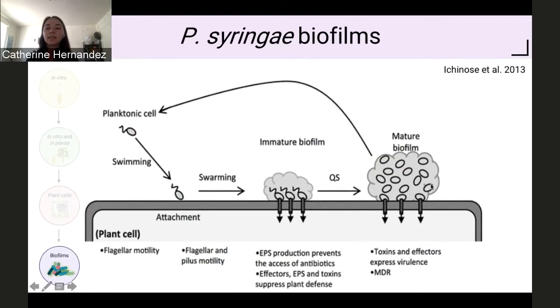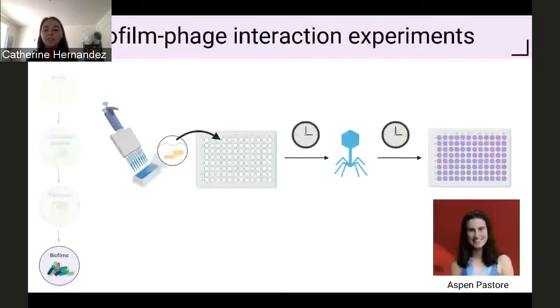And like I said, this can limit the phage access to bacterial cells that rely on diffusion. It can also impact whether receptors are available for phage infection. And so we want to look at whether this biofilm formation is impacting these replication rates in the plant environment. We've done a bunch of biofilm phage interaction experiments in the lab, and I've done this with an amazing undergraduate from Berkeley, Aspen.